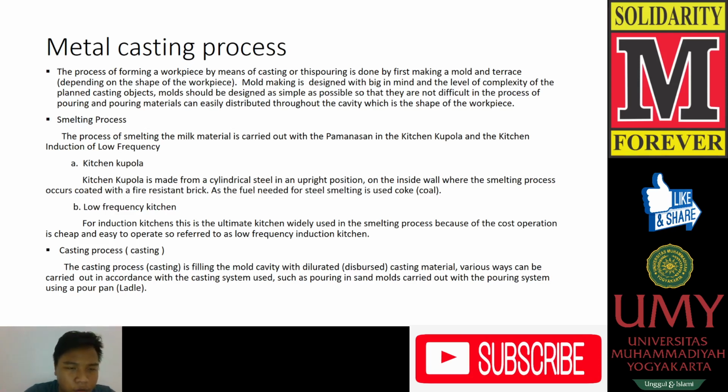Smelting process. The process of smelting the material is carried out for the workpiece in the cupola furnace and the low frequency induction furnace. A. Cupola furnace. The cupola furnace is made from a cylindrical steel in an oblique position, and the inside well where the smelting process occurs is lined with fire resistant brick. As the fuel needed for steel smelting, coal is used.